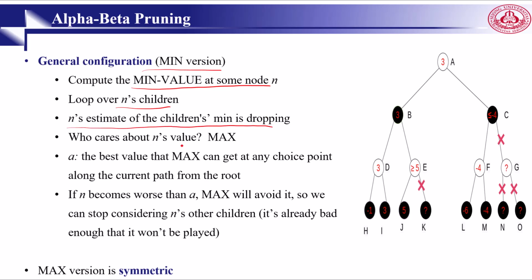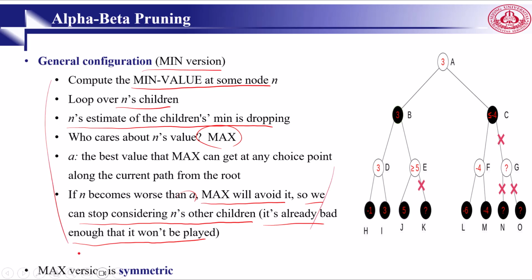Who cares about n's value, the max node? If we consider A as the best value that max can get at any choice point along the current path from the root, then if a node becomes worse than A, max will avoid it. So we can stop considering n's other children because it's already bad enough that it won't be played. And the min version is symmetric to this situation for the max version.